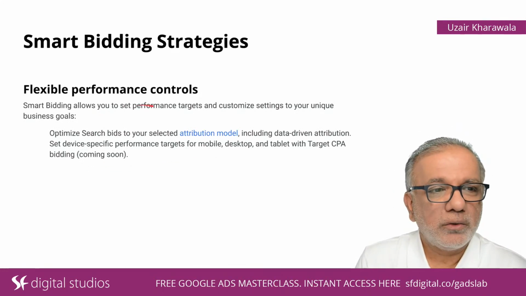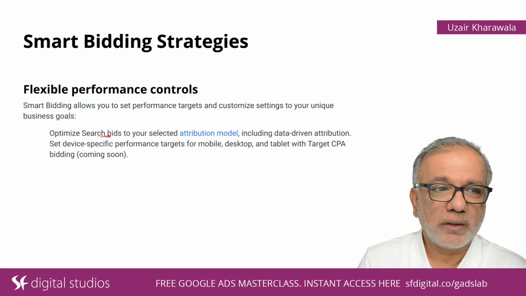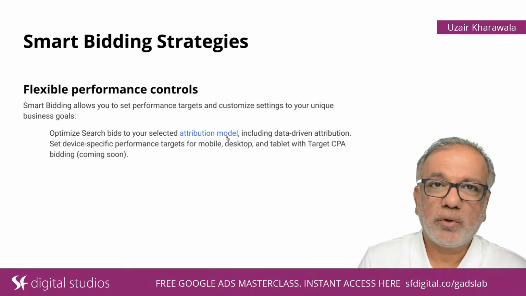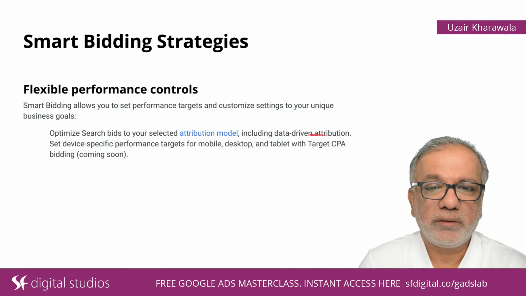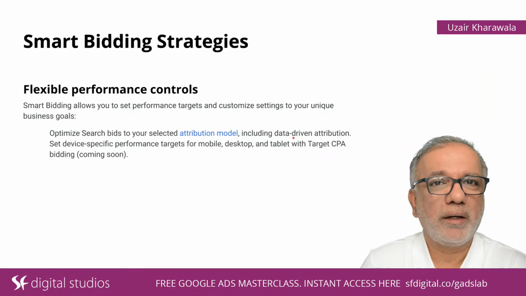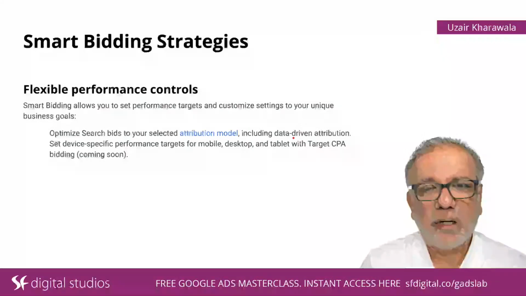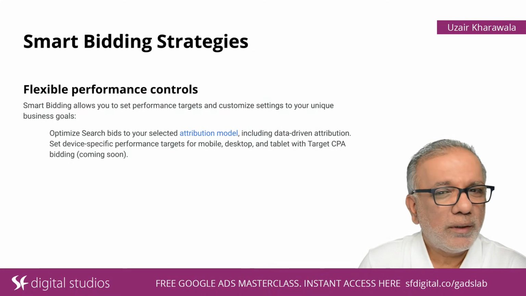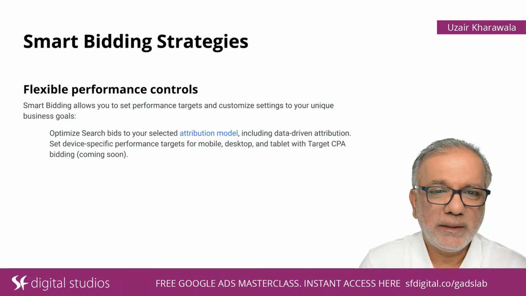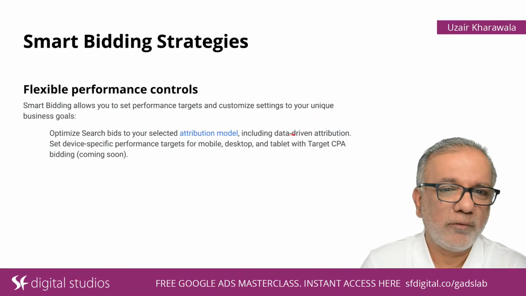So smart bidding also allows you to set performance targets and customize settings to your unique business goals. You can optimize search bids to your selected attribution model, whichever attribution model you are using, be it first click, last click, time decay, and so on. And it also includes data-driven attribution, which is only available for bigger accounts. And by bigger accounts, I mean you need to have, I believe, 500,000 impressions and 20,000 clicks and so on per month. So you need to be spending a fair few amount of dollars to be able to use and leverage the power of data-driven attribution.